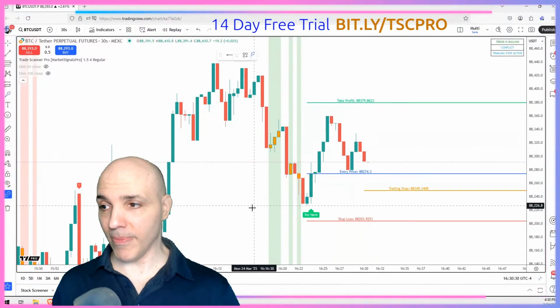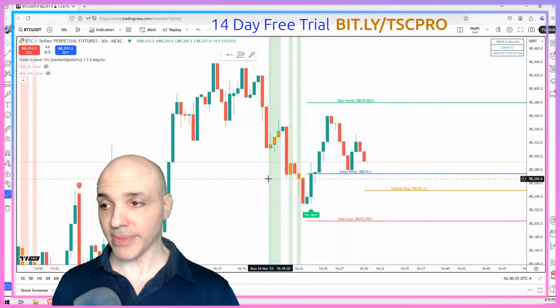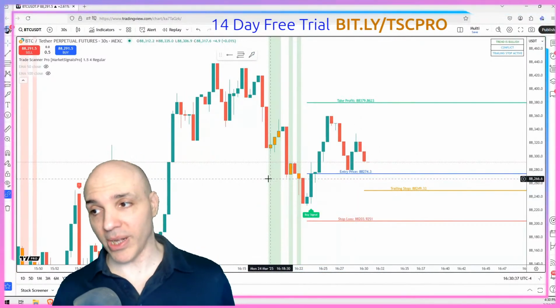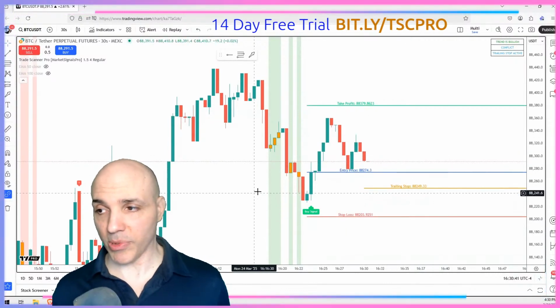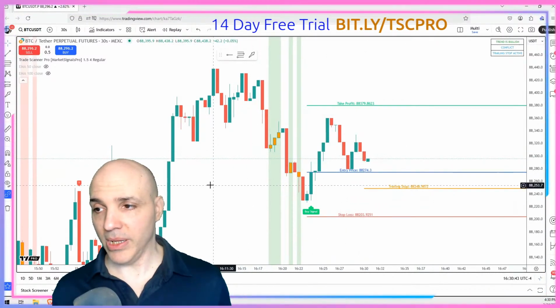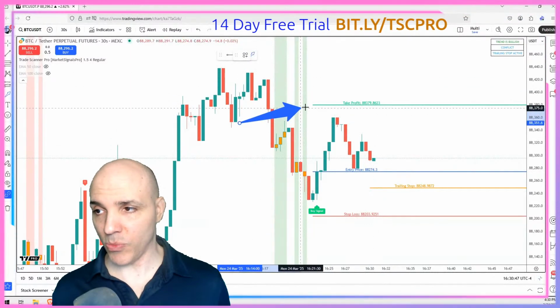But again, touching the blue line again could be an opportunity to add. It could be, but again, I'm not going to do that. We're just going to see where this goes. If I get tapped out, no problem, we'll be done with it. If not, the profit objective is what we're looking for.